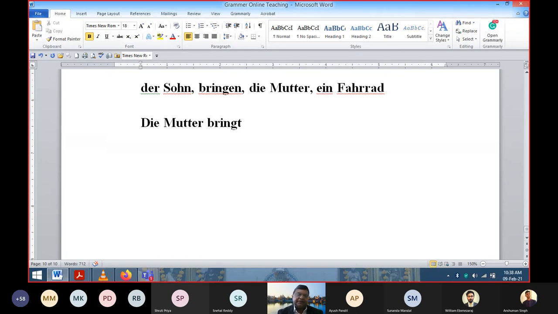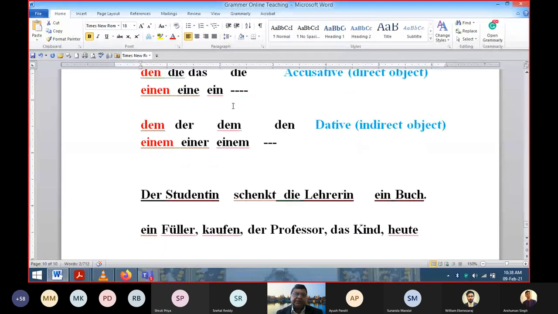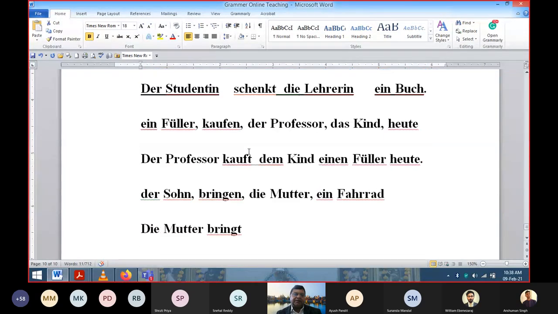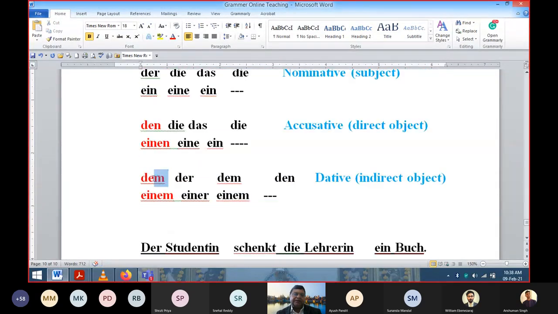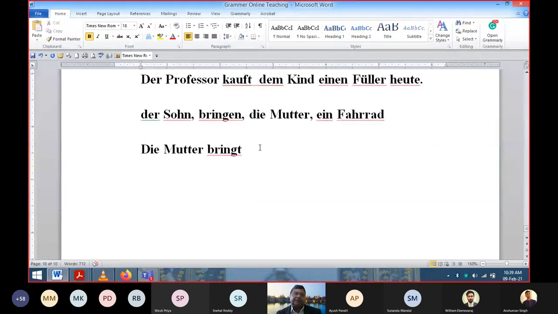So die Mutter bringt. Now, as I mentioned, if there are two objects, dative should come first and then accusative. So what is dative? We have decided that this is going to be the indirect object. Sohn is a masculine noun. From this group, I have to select which one? Masculine singular definite article in the dative form should be dem. So this der will be changed into dem.